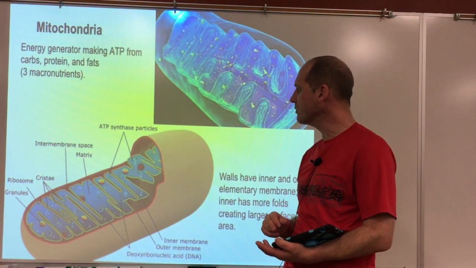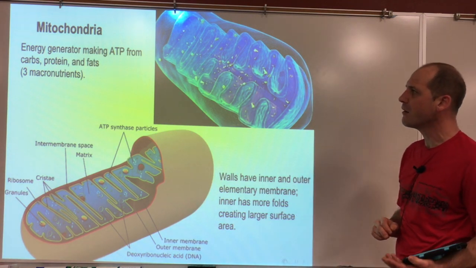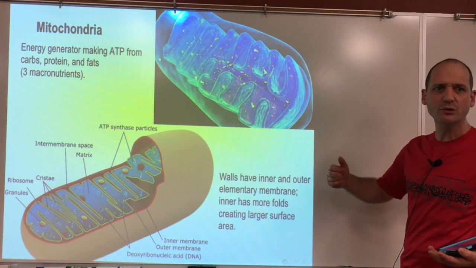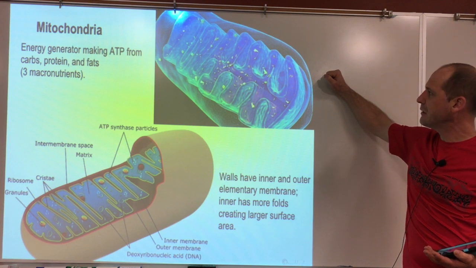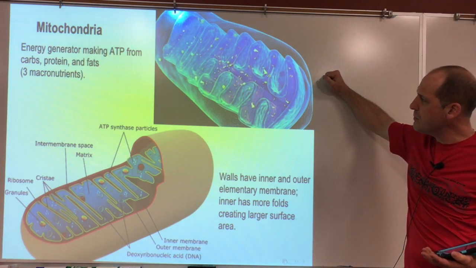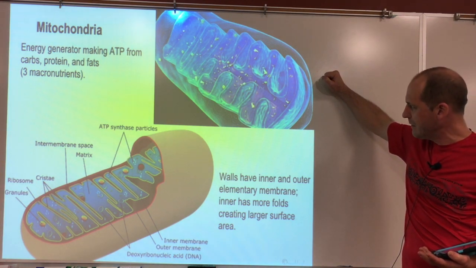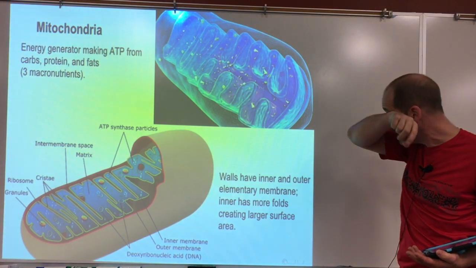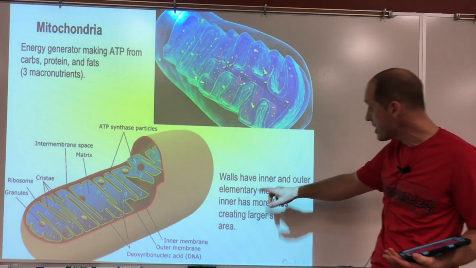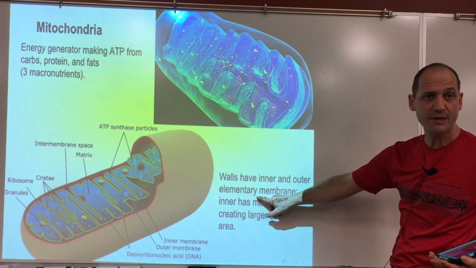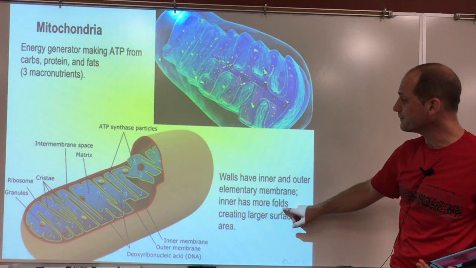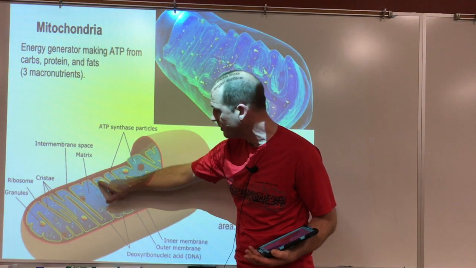And that's the mitochondria. And that's where we make energy. That's the powerhouse. We need energy. It's an interesting structure. It looks like a kidney bean type thing, and it has two walls. There's an inner and an outer elementary membrane again. And the inner one is very folded up.